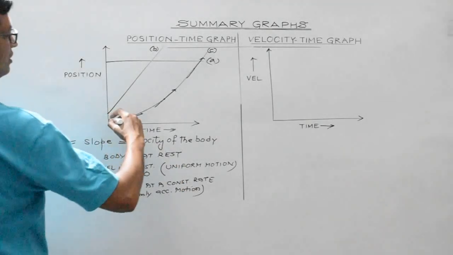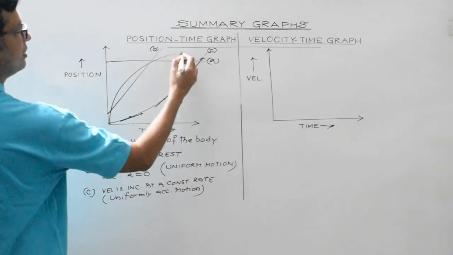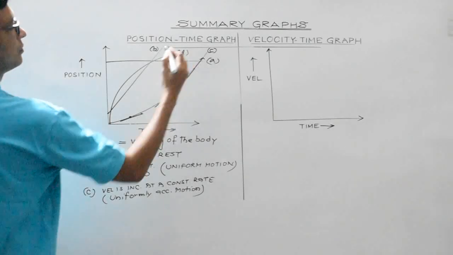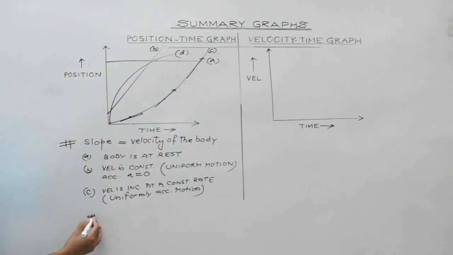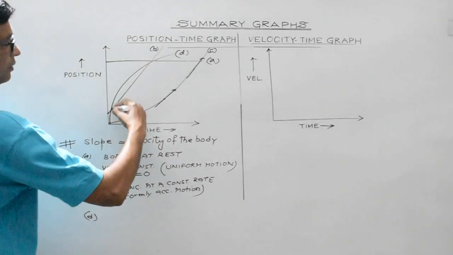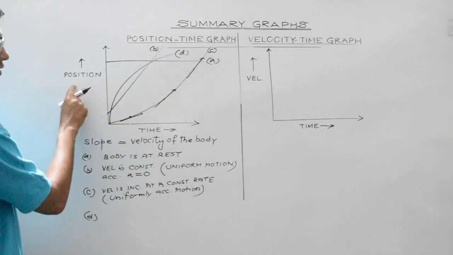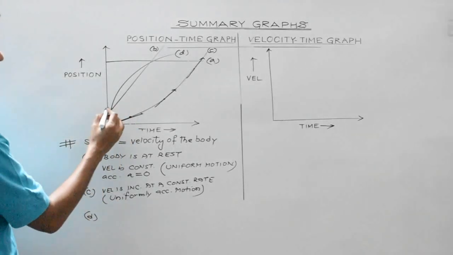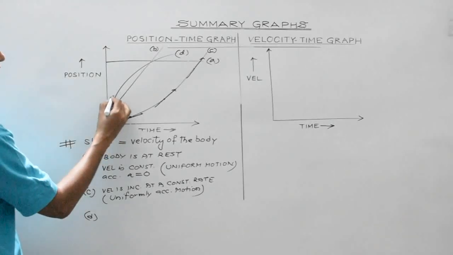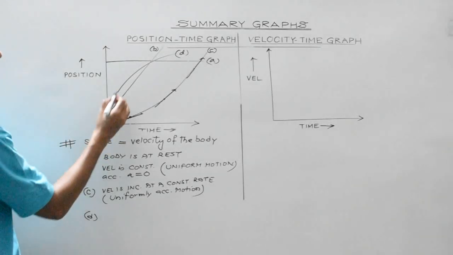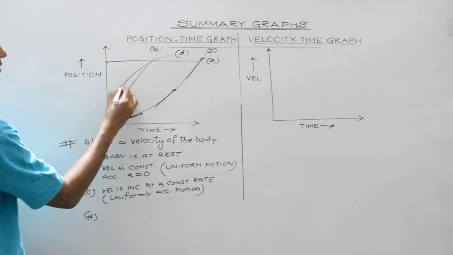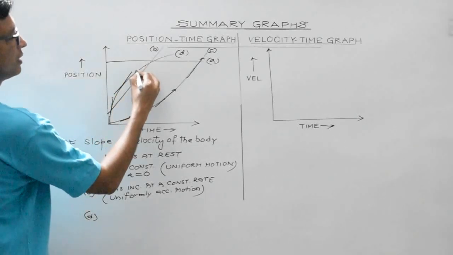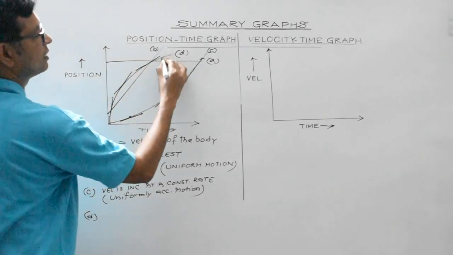Now let's consider this particular graph like this. Suppose this is graph B. Now this is the position time graph. Again, as I've stated, the slope of the position time graph will give us velocity. So here let's see, initially this is the slope. Here the slope is like this. Here the slope is like this. Here the slope is like this.